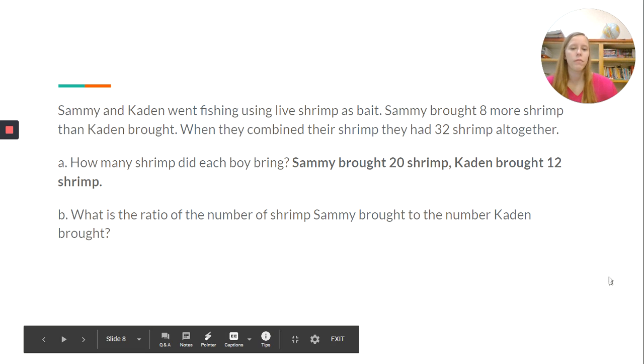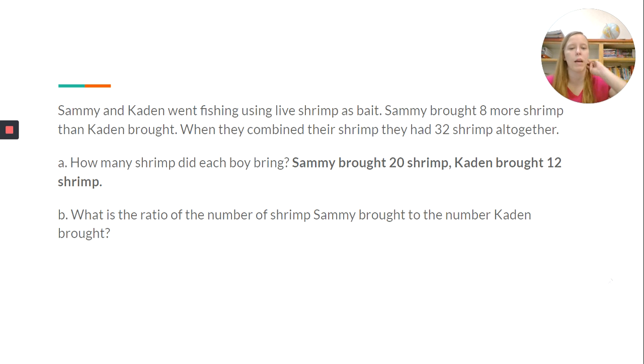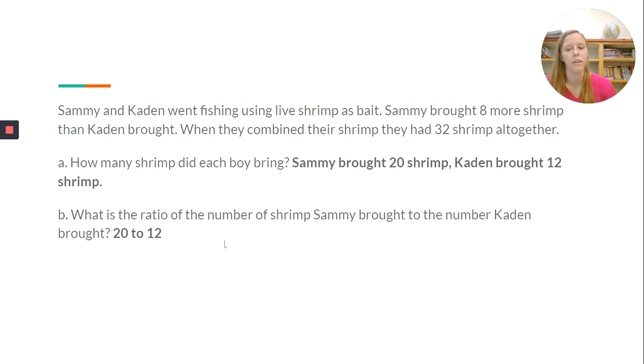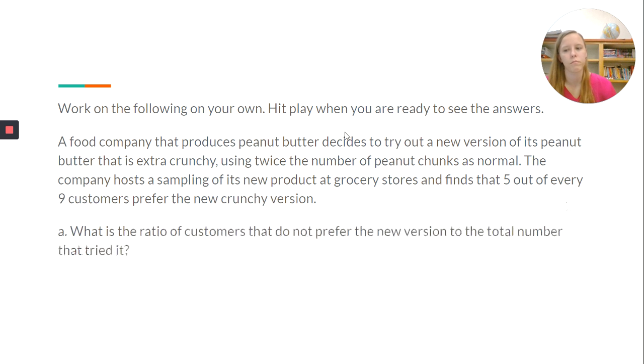So now, what is the ratio of the number of shrimp Sammy brought to the number Caden brought? Well, 20 to 12. Now, can we simplify this and make it a value of the ratio? Yes, we can. So if we take 20 divided by 4, we get 5, and 12 divided by 4 is 3. So we're going to have 5 to 3 would be our simpler form, or the value of the ratio.